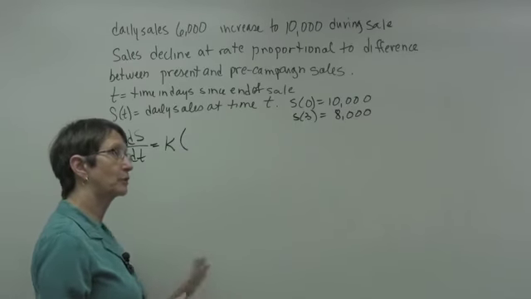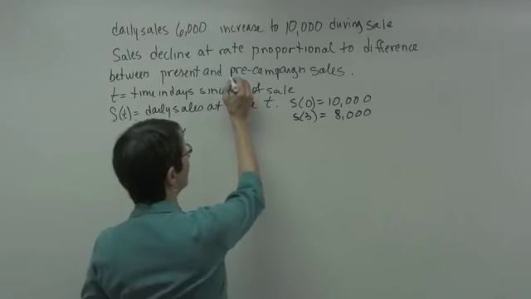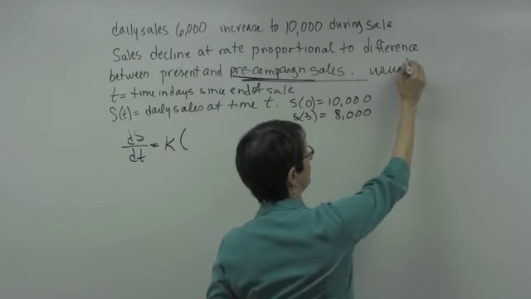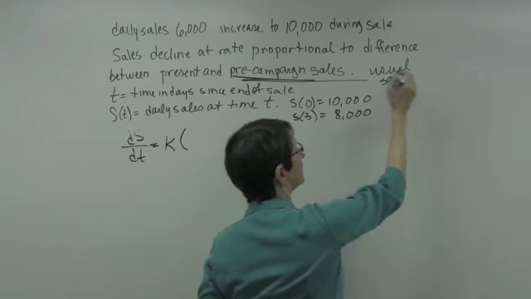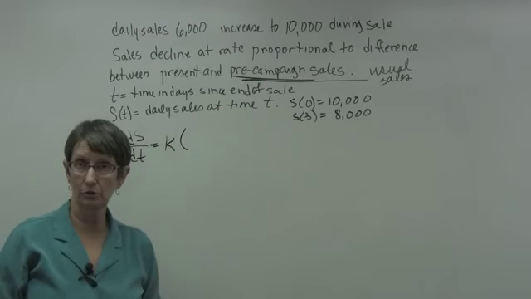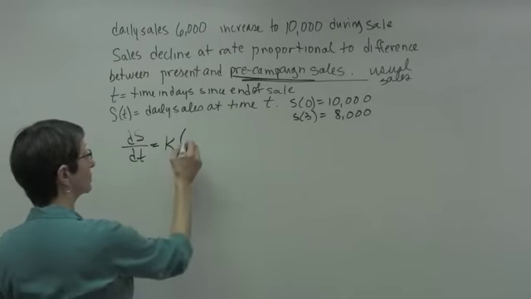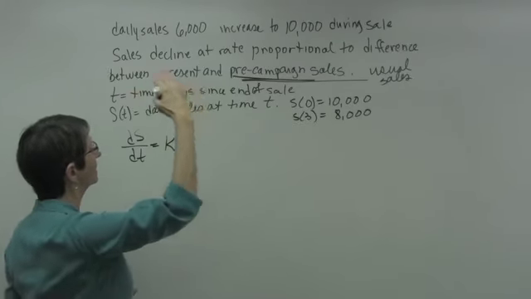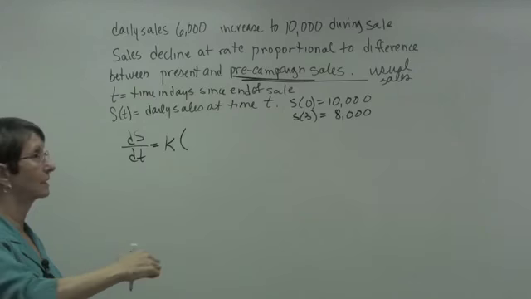The present sales, the pre-campaign sales, that's the usual sales. And the usual sales are $6,000. So that's the usual. It was higher and it's going down.